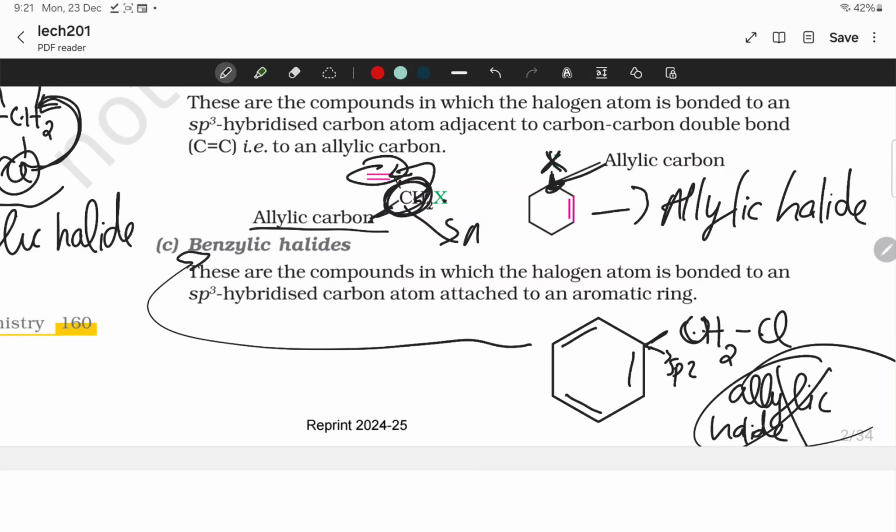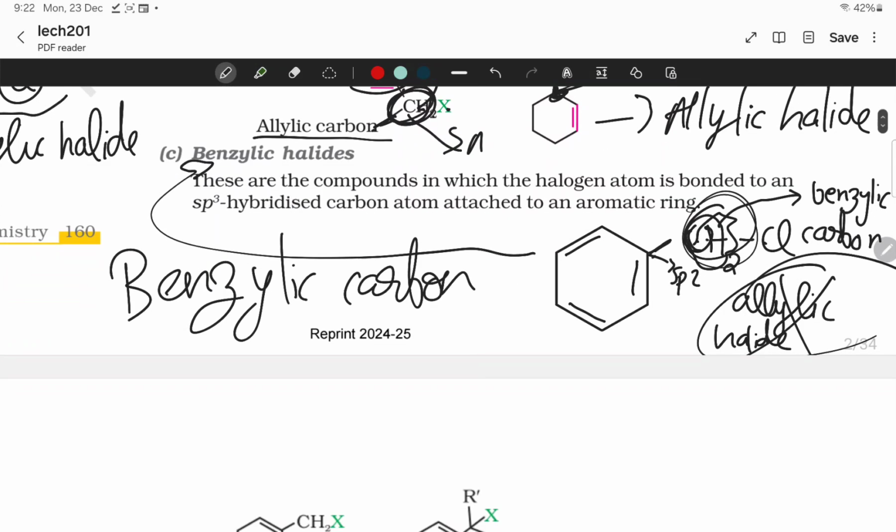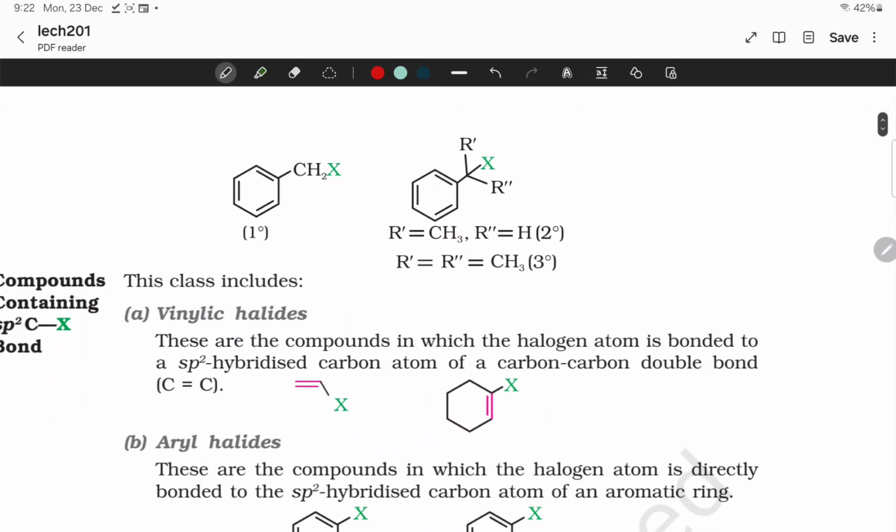Why? Because here this carbon, we call this carbon the benzylic carbon. So if a chlorine or a halogen atom is attached to the benzylic carbon, then it is called a benzylic halide.